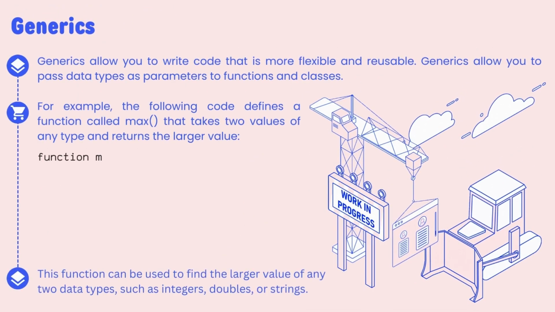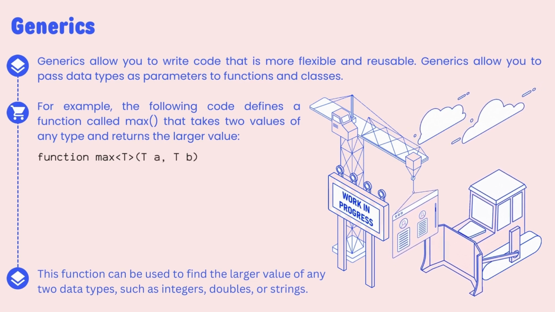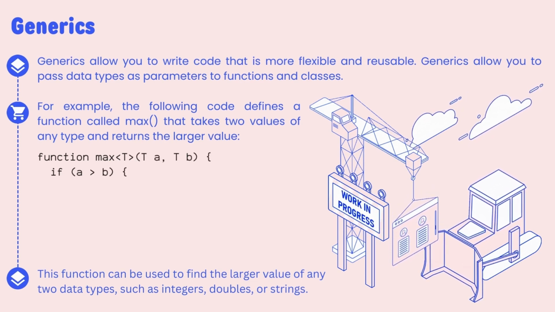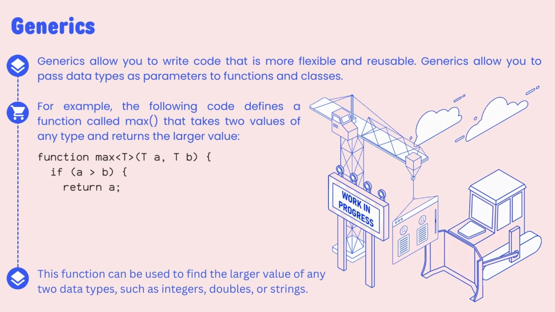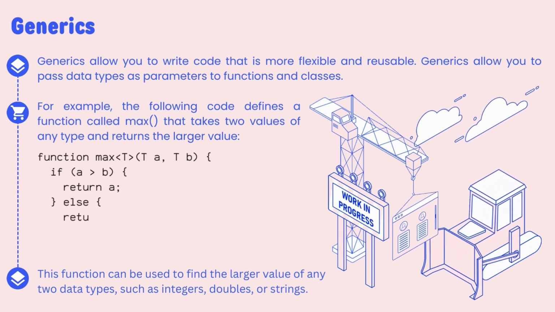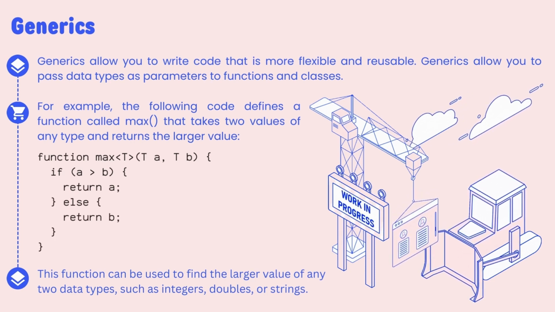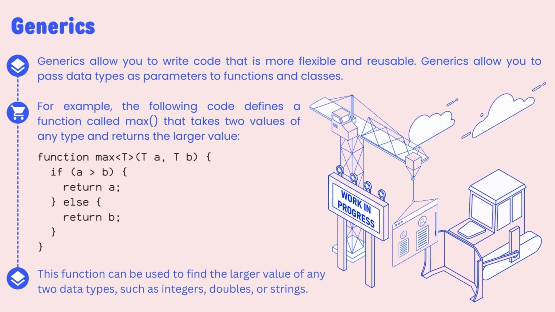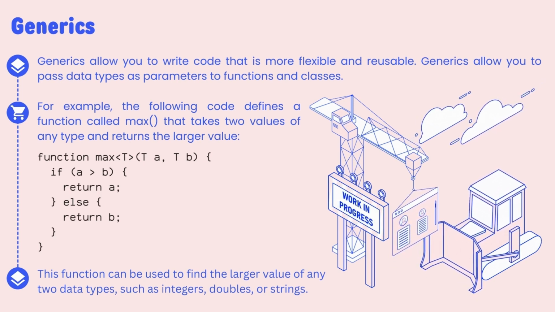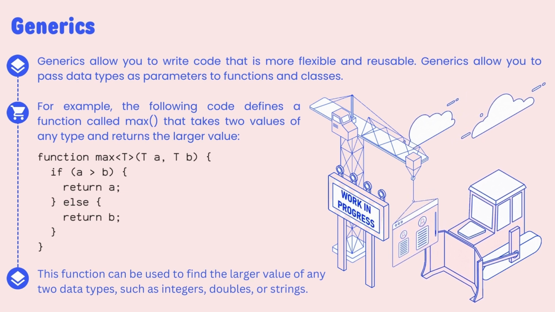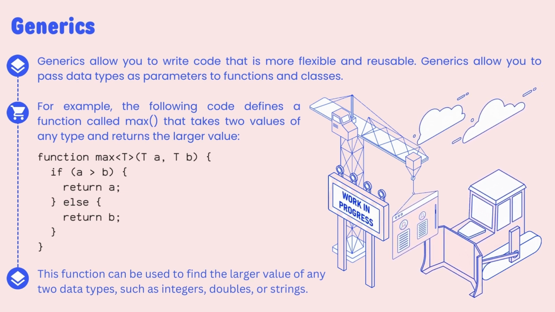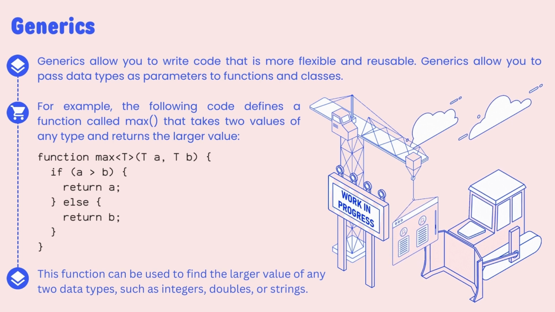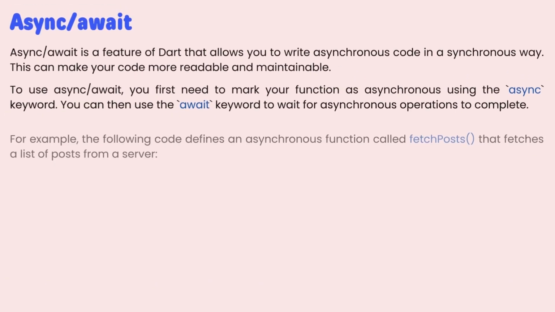Generics. Generics allow you to write code that is more flexible and reusable. Generics allow you to pass data types as parameters to functions and classes. For example, the following code defines a function called max that takes two values of any type and returns the larger value. This function can be used to find the larger value of any two data types, such as integers, doubles, or strings.